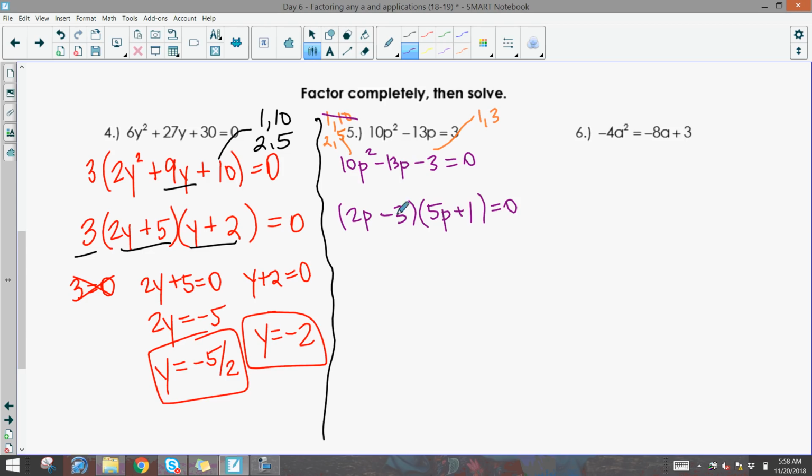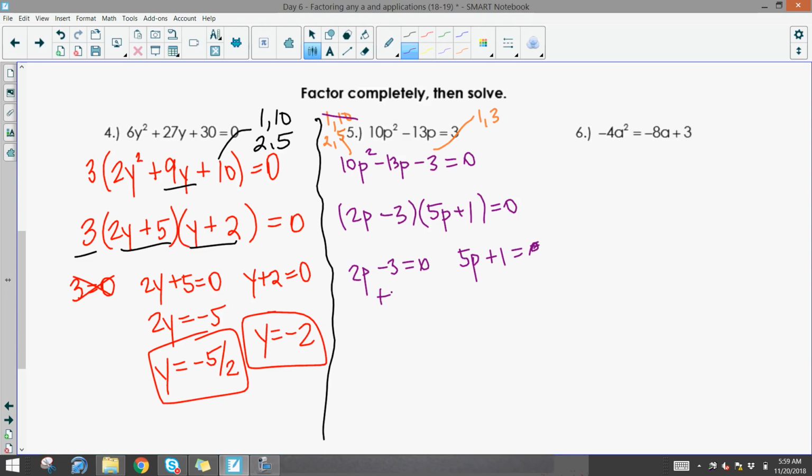That's what I wanted. And negative 3 times 1 is negative 3. So I'm good. So now I know that 2p minus 3 could be 0, and 5p plus 1 could also be 0. So if I solve those, oh my god, that's a 0, guys. My computer seriously hates me.